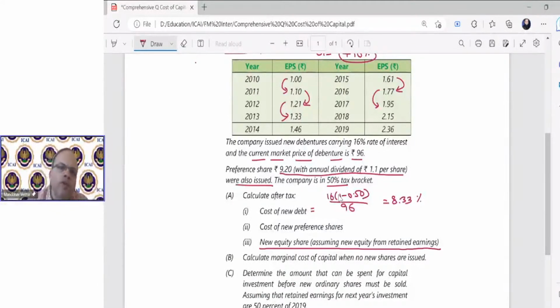What will be the cost of new preference shares? I think that would be the most simple one because of my dividend of 1.1 upon 9.2, there is no tax benefit, please. So 1.1 upon 9.2. I think we're getting 11.96. Or if needed, we can mention it as a round of 12%.